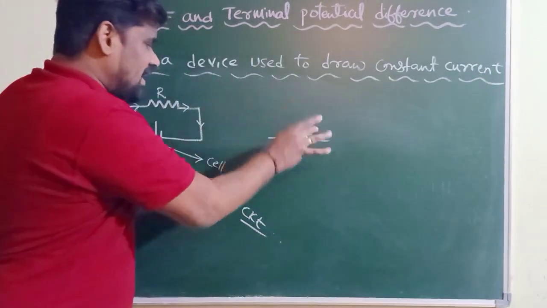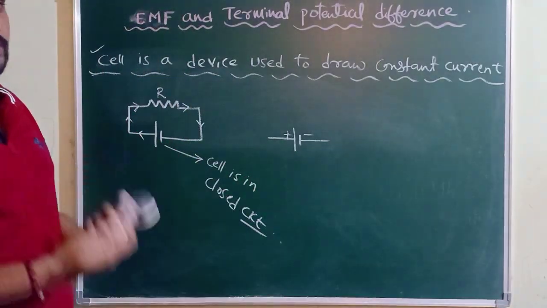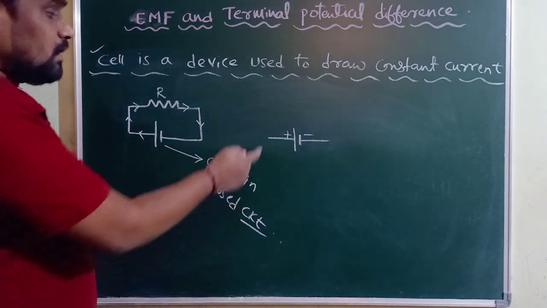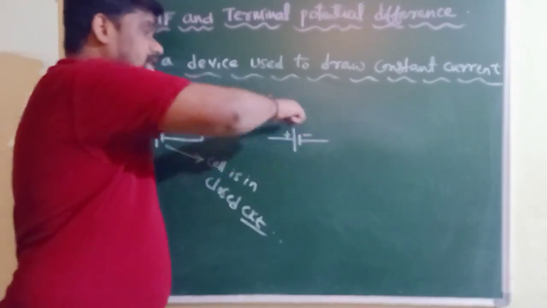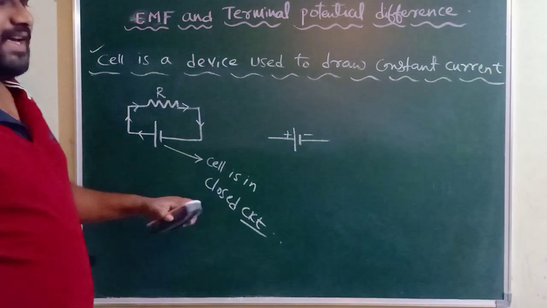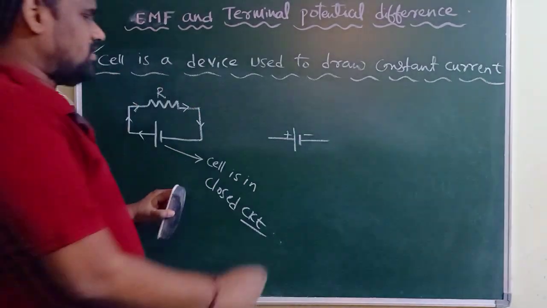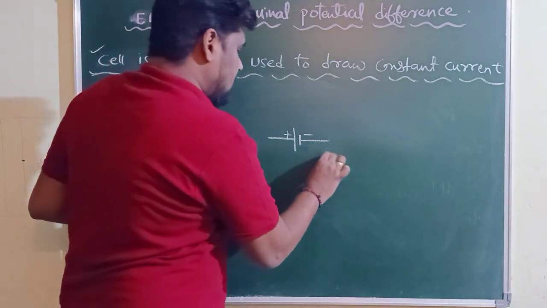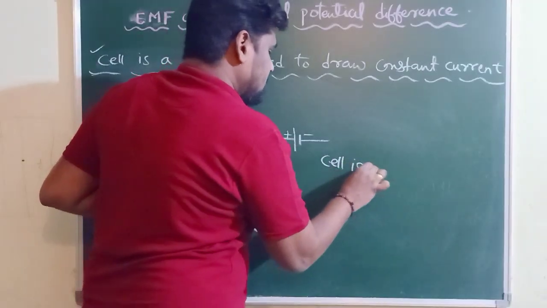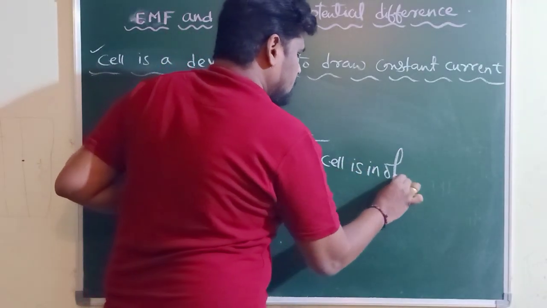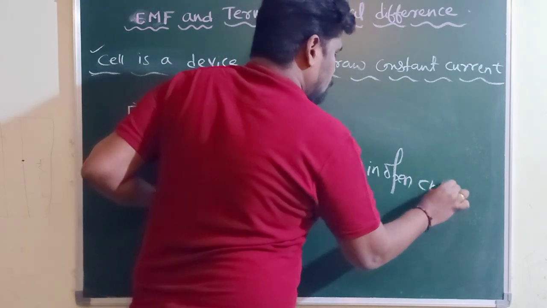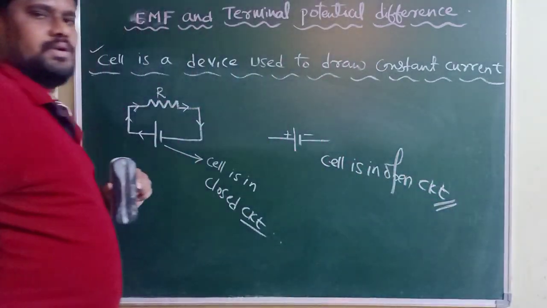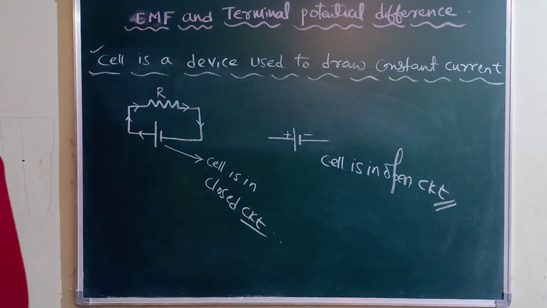Definitely now the cell is not at all going to supply any current, or else you are not drawing any current from the cell here. When the cell is kept as it is without drawing any current from the cell, now the cell is in which circuit? The cell is in open circuit. Try to understand the difference.